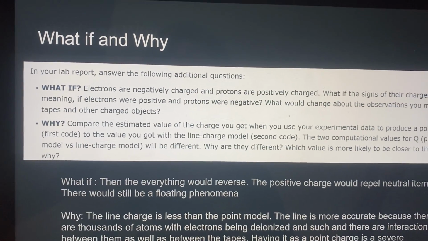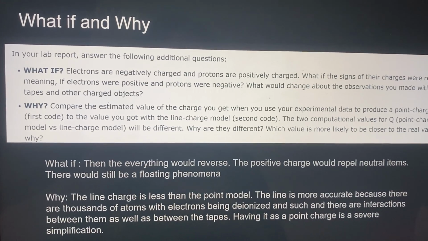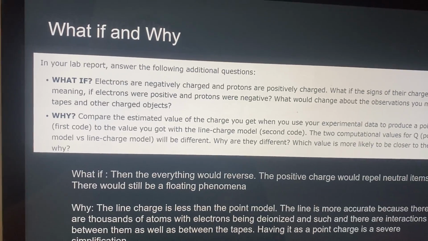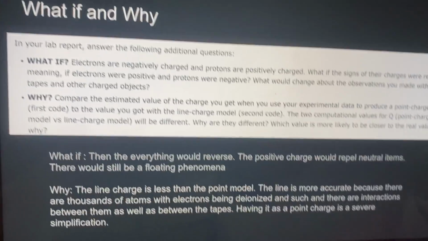And then, what if electrons were positively charged, swapped? Then most things would reverse. I don't think that the tape would be attracted to the bench or to the hand, but I do think they would still repel because they would have the same charge.